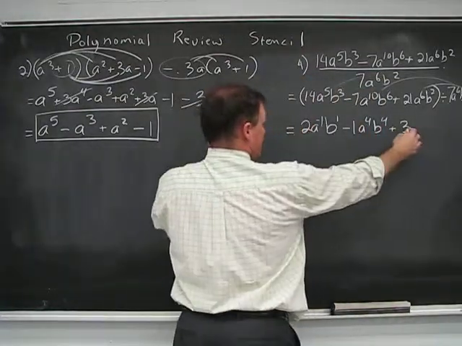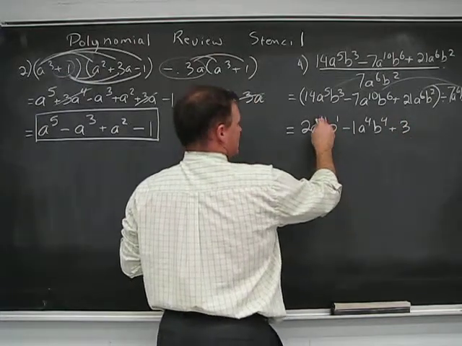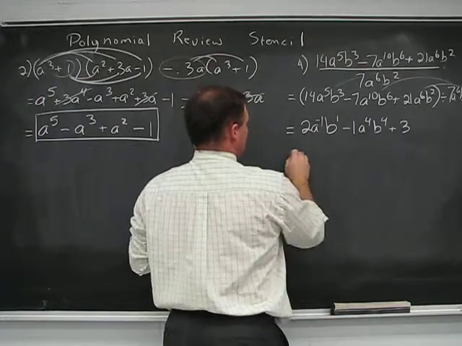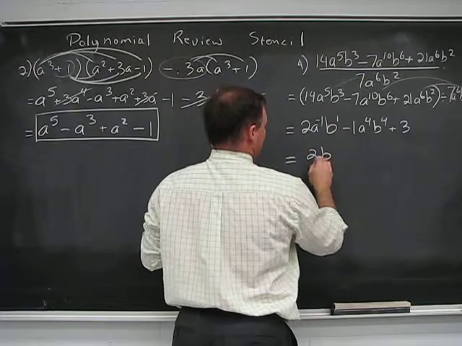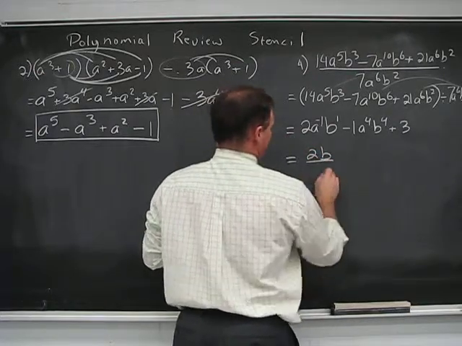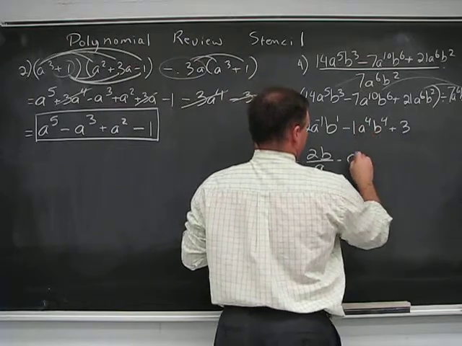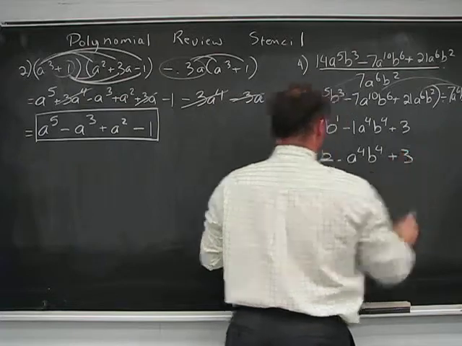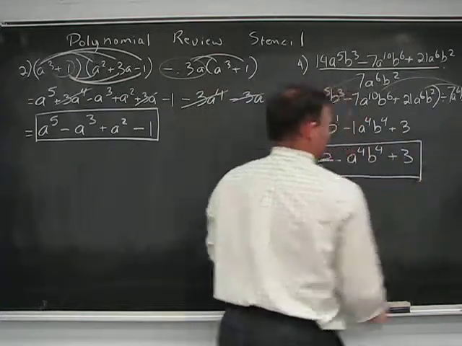I'm actually not able to do any more. There's no like terms or anything, but you're never supposed to leave a negative exponent in your final answer. So I'm going to be putting that a to the negative 1 on the bottom of the fraction. So that'll be 2b over a minus, I don't need to write that 1 there, a to the 4, b to the 4, plus 3. Pretty ugly, but that's all you have for now.